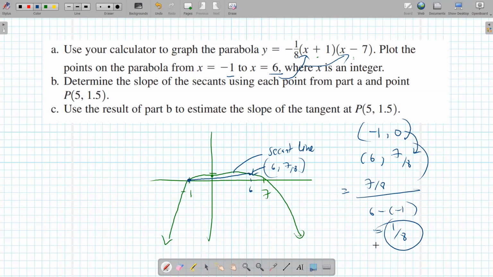Part C looks interesting though. It says use the result of part B to estimate the slope of the tangent at P 5, 1.5. So we want to find the slope of the tangent line up here when x value is 5, right? Any ideas on how to do this?